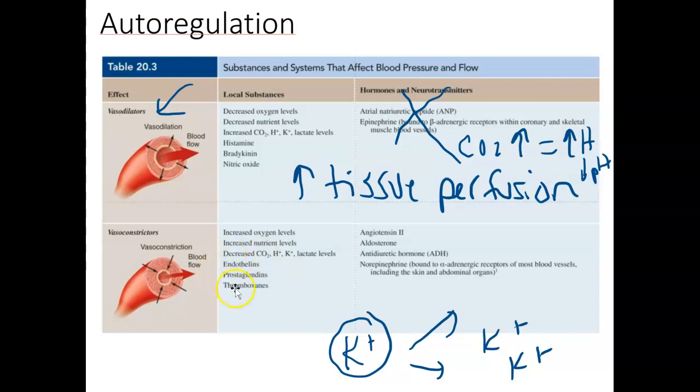And then endothelins, prostaglandins, and thromboxanes, you should recognize these from when we talked about the first step in clotting, the vascular spasm. Remember that when you damaged the blood vessel, there were endothelins and prostaglandins, and they caused the immediate vasoconstriction. And that was really important because its job was to decrease blood loss.